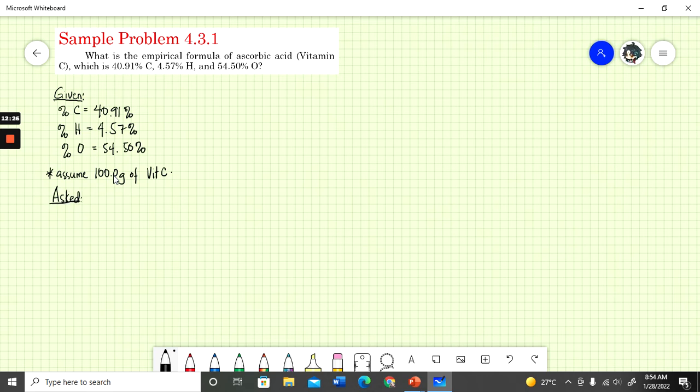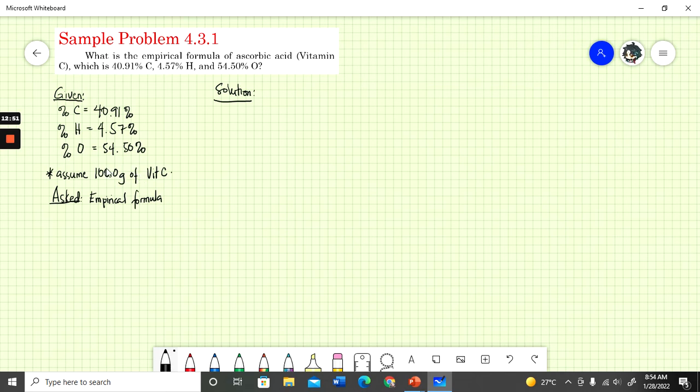So here, what is being asked is basically the empirical formula of ascorbic acid, or vitamin C. Now let's go on to the solution. So again, let's go back to the question. Why is it important to have 100 grams of vitamin C?